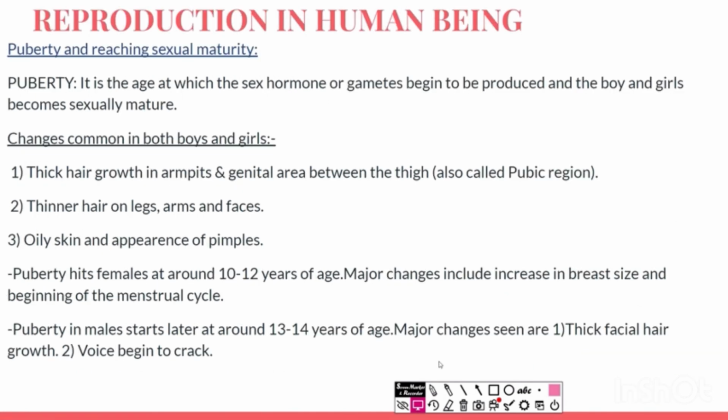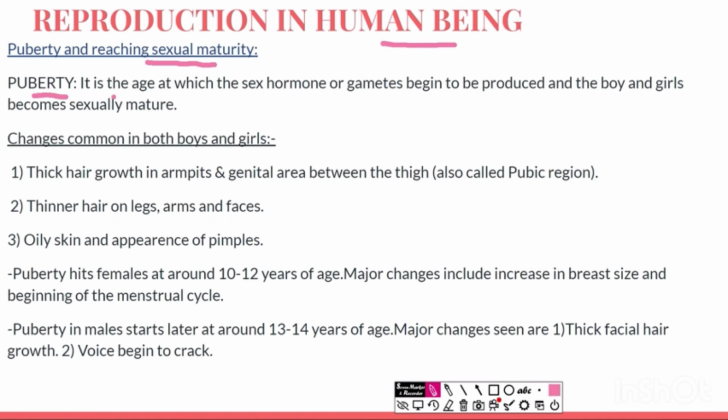Moving ahead with sexual reproduction in human beings. Now we'll start with reproduction in human beings. We know human beings also undergo sexual reproduction, that is, two parents are required for reproduction in human beings as well. But in human beings, formation of gametes only starts after a certain age, when the two parents attain sexual maturity. This age is called puberty. We have studied about this earlier as well.